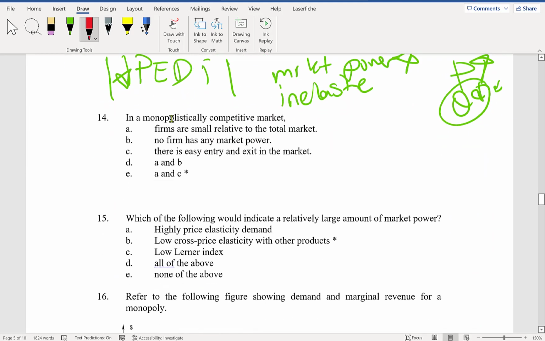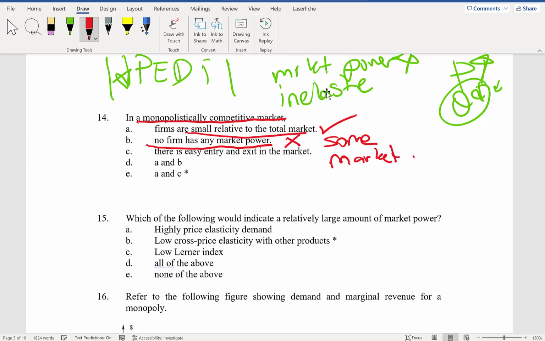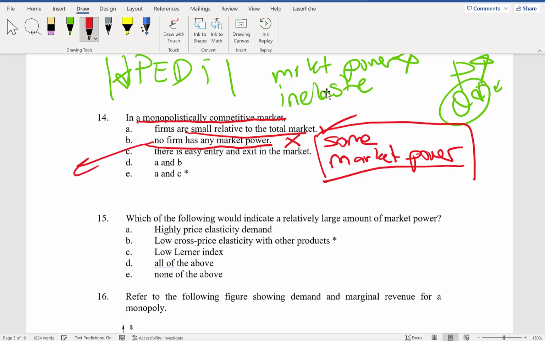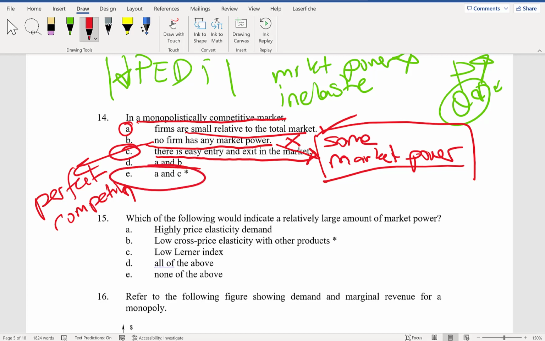Okay, question number 14. In a monopolistically competitive market, firms are small relative to the total market, absolutely correct, like restaurants, gyms, and majority of the companies in the market. No firm has market power? Absolutely not. They have some market power. No firm has market power only happens in perfect competition. They do have market power. They set their price. So A is correct so far. There's easy entry and exit in the market. This is correct too. So A and C, E is the correct answer.